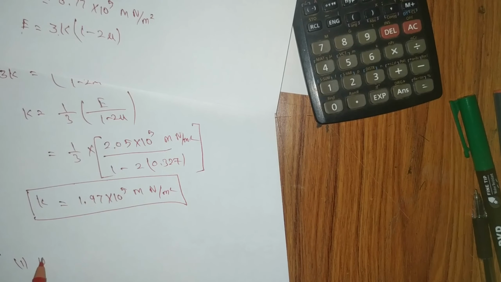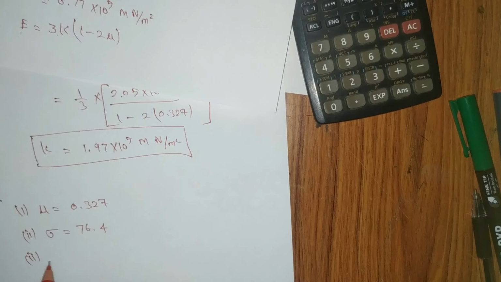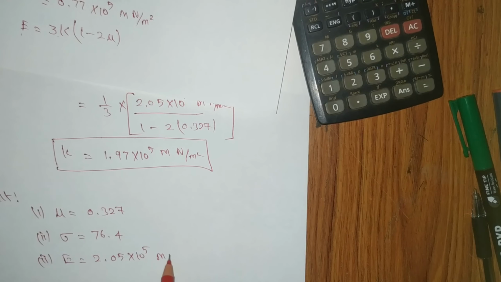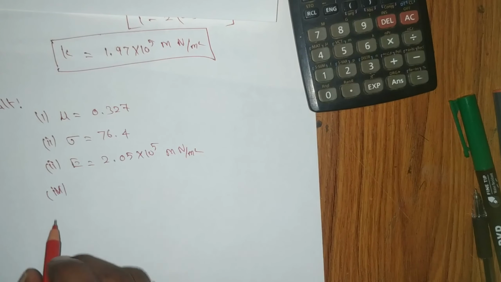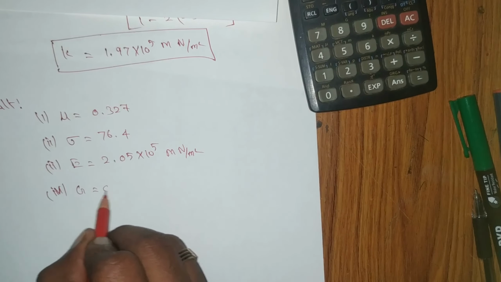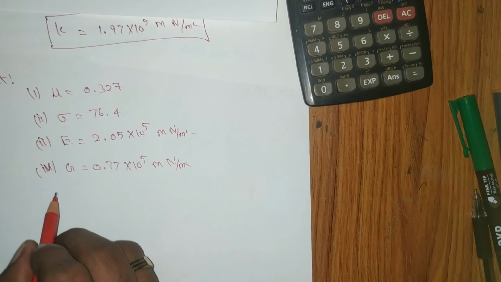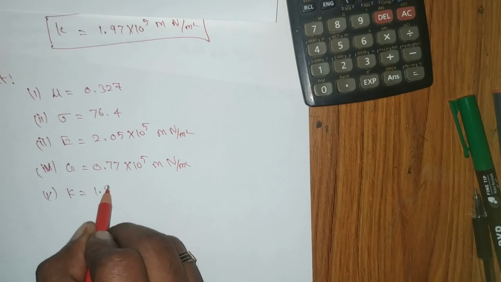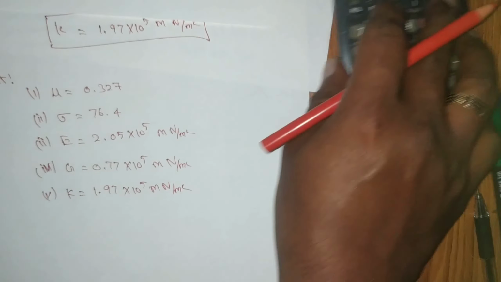One is the Poisson ratio, we found it at 0.327. Second, we identified the value of stress we calculated in this formula. Third one is E equal to 2.05 × 10^5 mega Newton per meter square. And fourth one is the G value, we found G, the shear modulus, at 0.77 × 10^5 mega Newton per mm square. Finally, we identified the bulk modulus K equal to 1.97 × 10^5 mega Newton per mm square. Right?